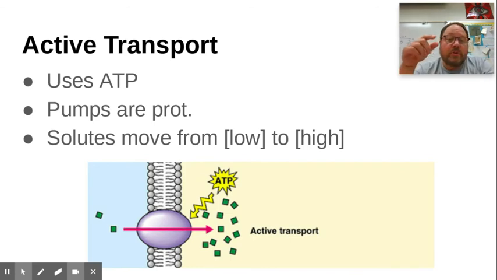With active transport, you're moving substances against their concentration gradient. You're moving them from where they're less concentrated to where they're more concentrated. Can you do that? Sure. But you're going to need two things. You're going to need ATP to provide the energy, and then you're going to need a pump to do that.